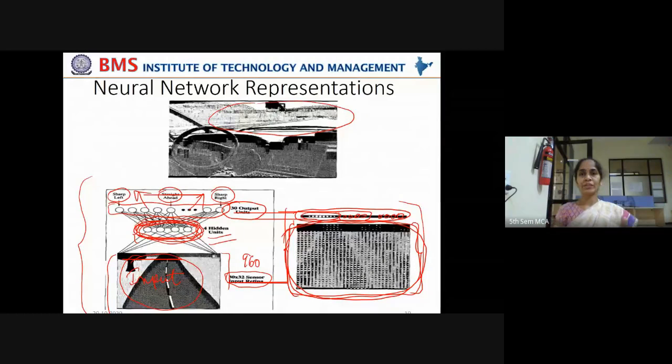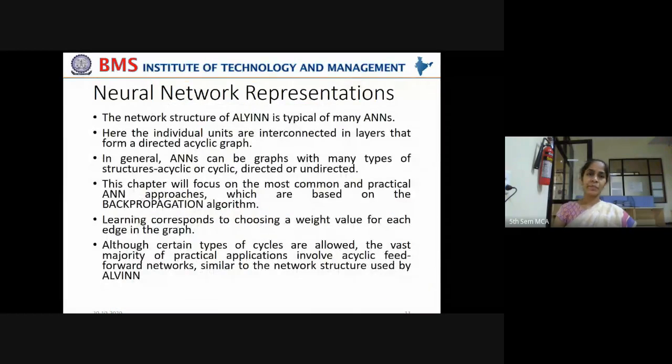960 pixels each fraction of a second are processed by the 4 hidden units, and these 4 hidden units will give as output this rectangular box, which indicates what is the direction that has to be taken by the vehicle in the next step. Right? This is how the neural network representation is done. This is how the neural networks process the data so quickly that it helps the model to take important and quick decisions. Now, the network structure of ALVINN is typical of many artificial neural networks.